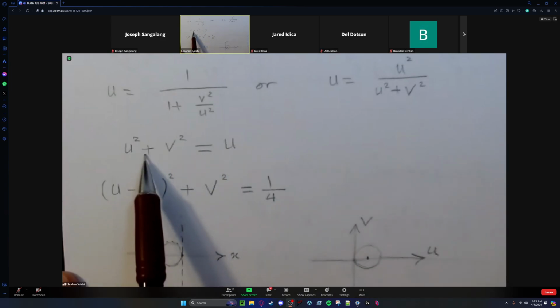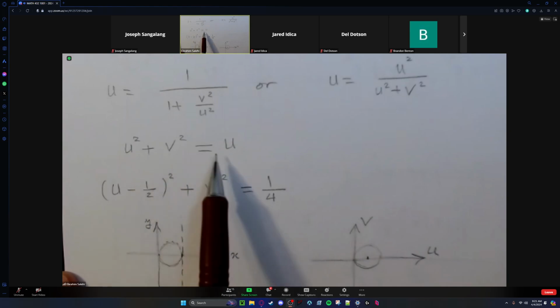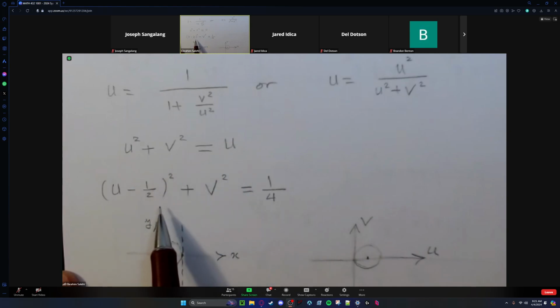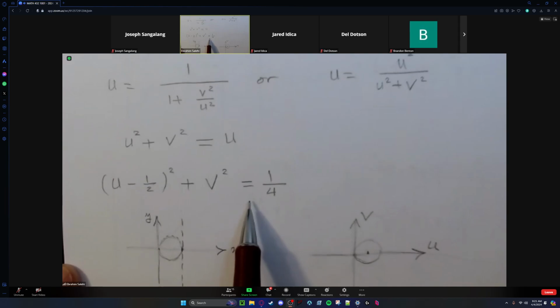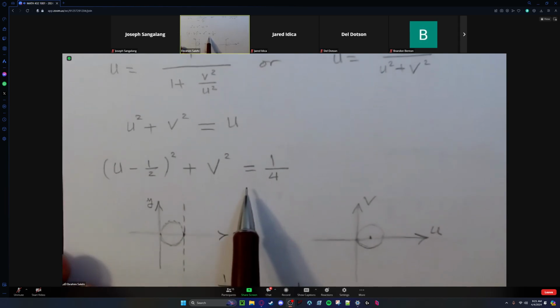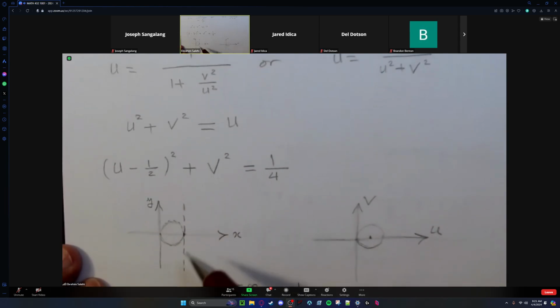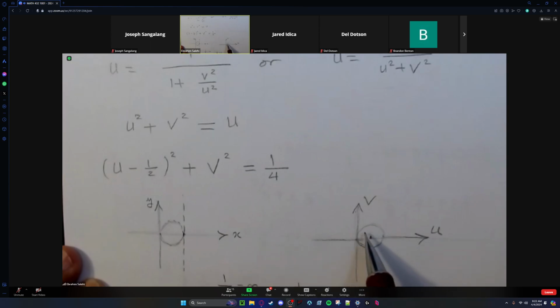This is the equation of a circle. Here is the circle in standard format. So x equals 1, this vertical line, became this circle in the UV plane.